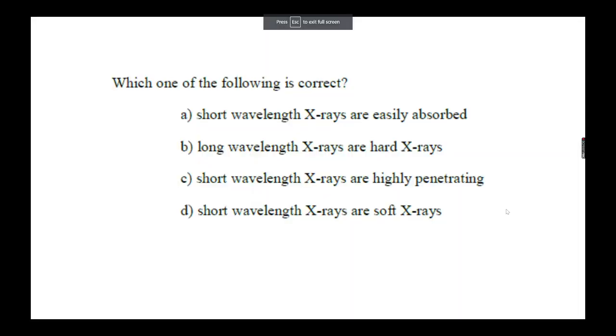So which of the following is correct? Short wavelength X-rays are easily absorbed. Long wavelength X-rays are hard X-rays. Short wavelength X-rays are highly penetrating. Short wavelength X-rays are soft X-rays. So what will be the answer for this? It is C. Okay. Any other answer?